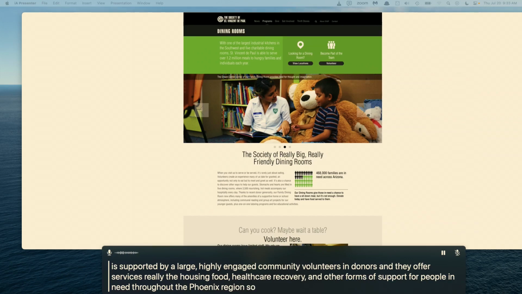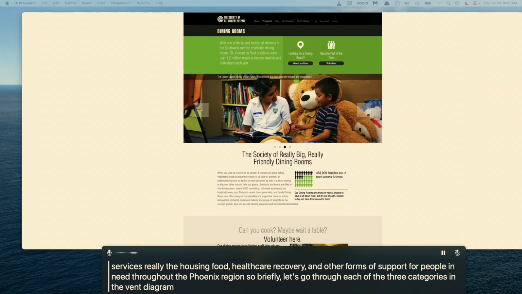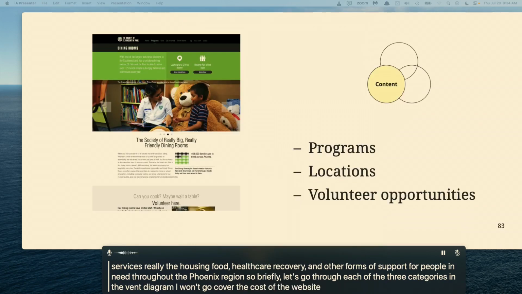So briefly, let's go through each of the three categories in the Venn diagram. I won't cover the full scope of the website. That would be too big. Just a couple details from each category.